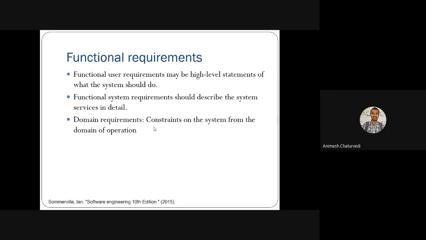Then the domain requirements are basically the constraints for the system that are domain dependent, and describe how the domain should be behaving or working.